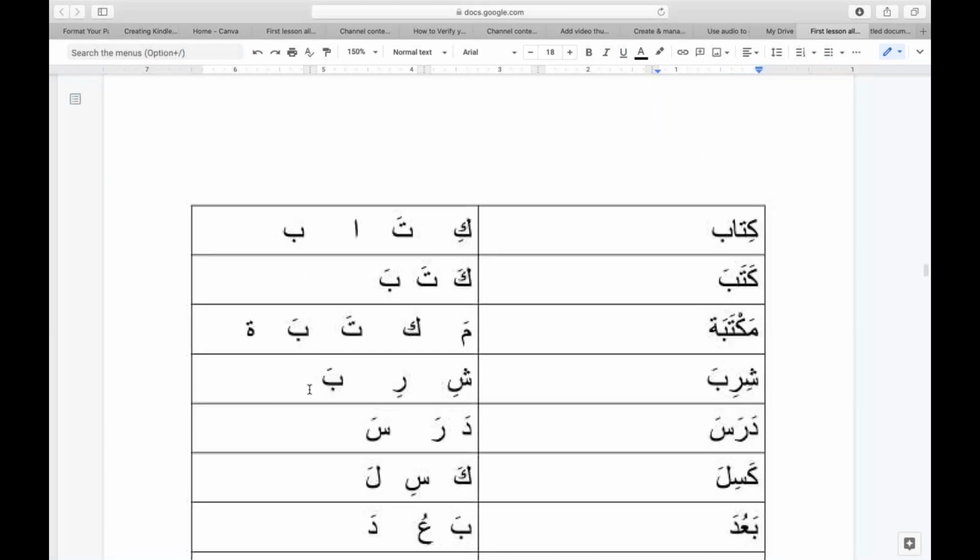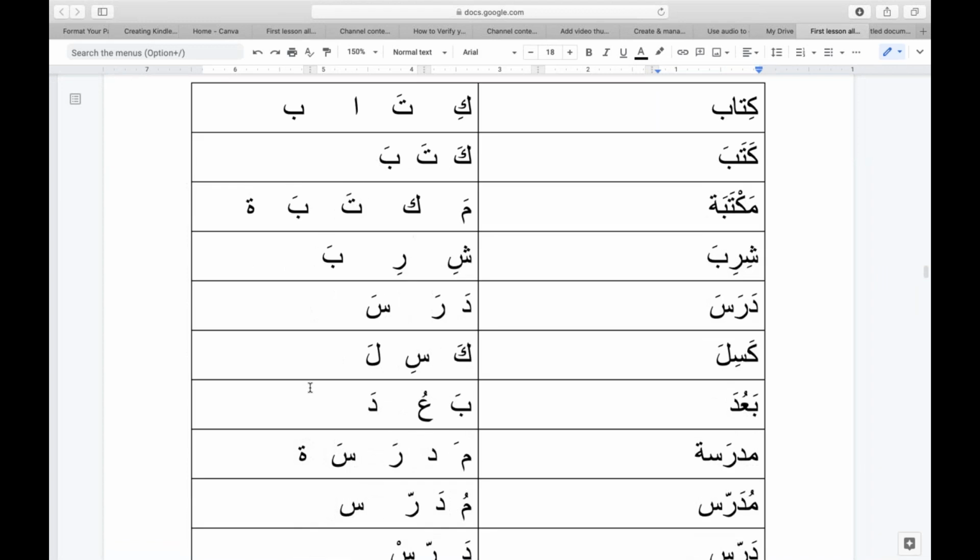Okay, here I did it in a different way. Again, I want you to study it, be very familiar with it. So in the class, we're going to just participate. So we have kitab, kataba. He wrote. So kitab, it's mean book. Kataba, he wrote. Maktaba, it mean library. Kitab, kataba, maktaba. Shariba, he drank.